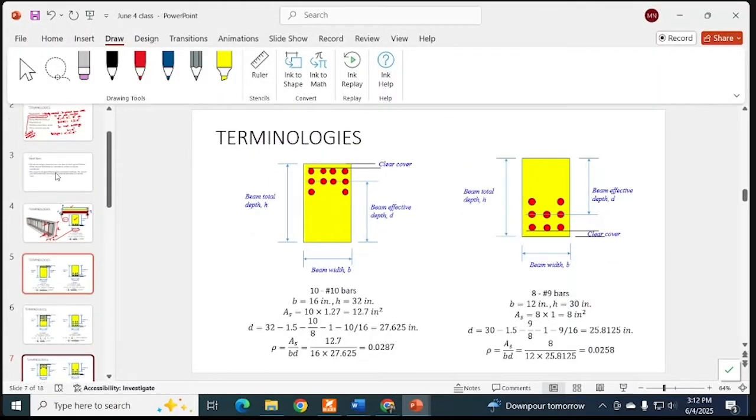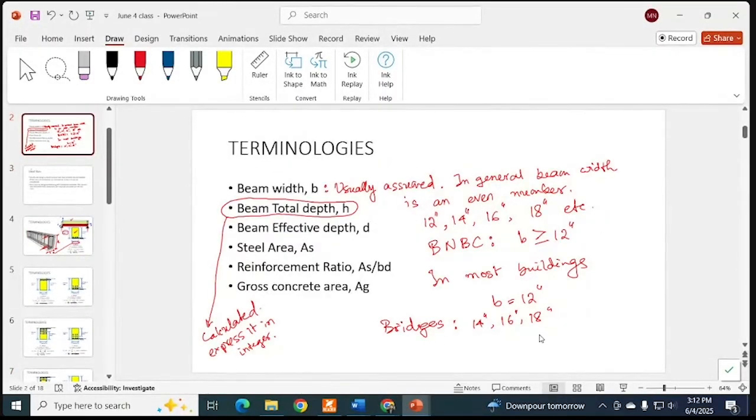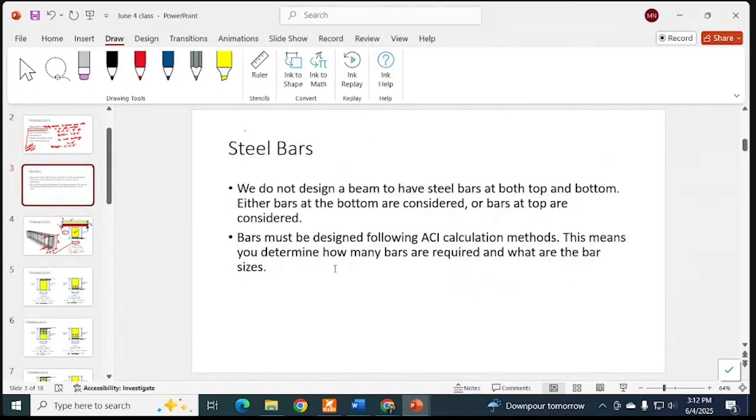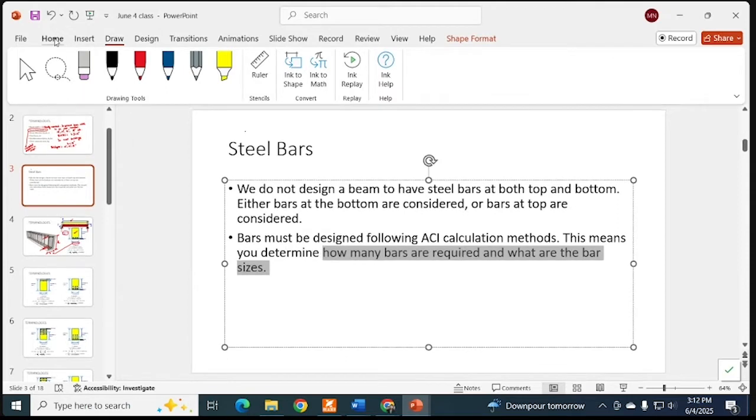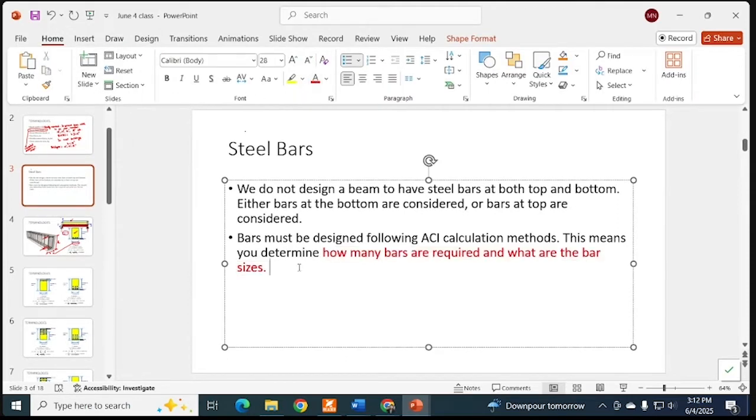Let's go back to our discussion. I told you, now we are talking about steel bars. So bars must be designed by following the SI calculation method. This means you determine how many bars are required and what are the bar sizes. This is what you will calculate.